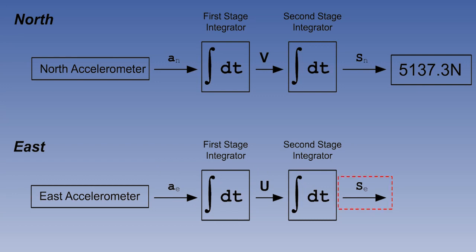This gives us a computing method for calculating the change of longitude. SE is coming out of the second stage east-west integrator. SE is nautical miles in the east-west sense. This is departure. We therefore take this departure and multiply by the secant of latitude.